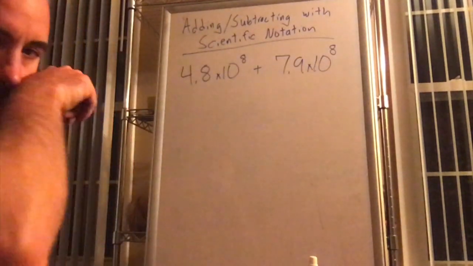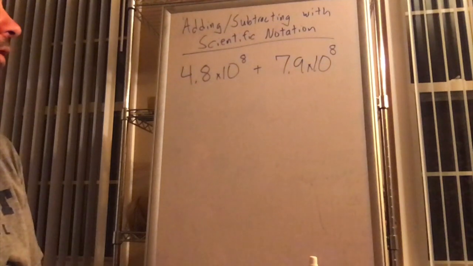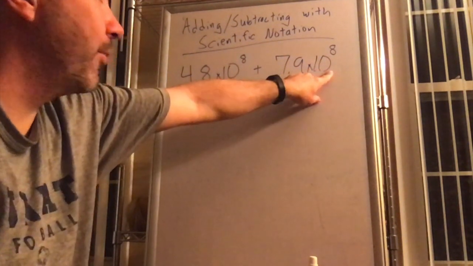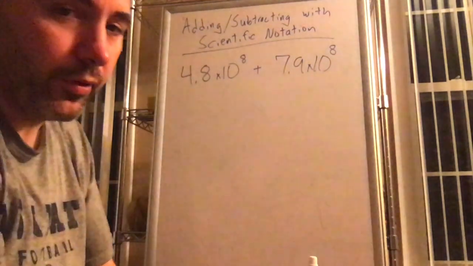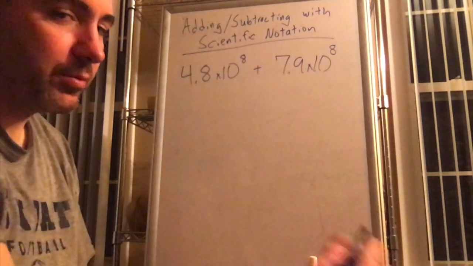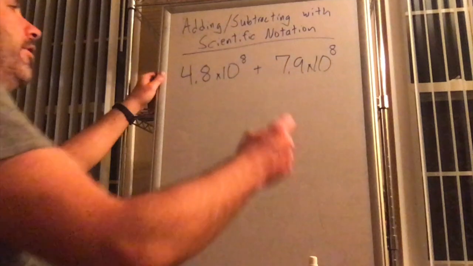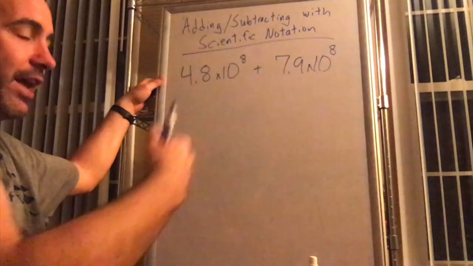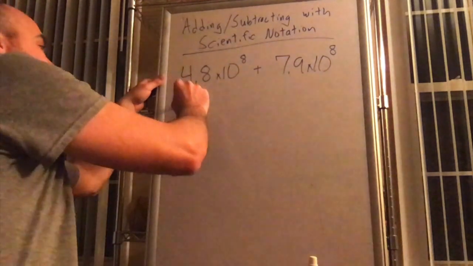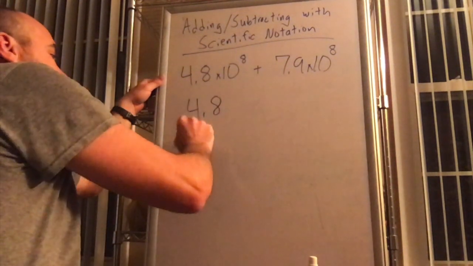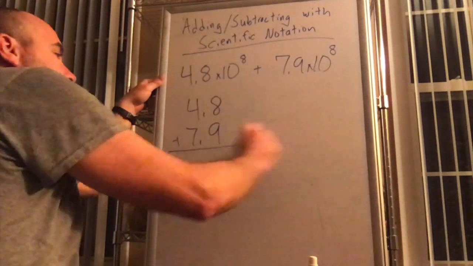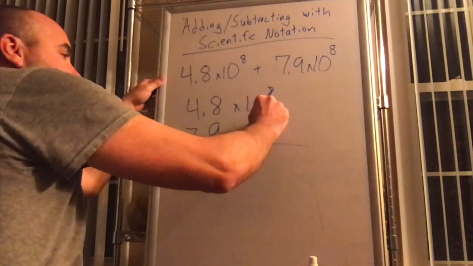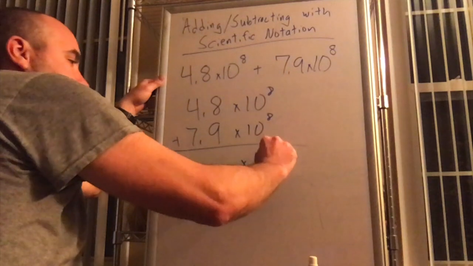One more problem to look at. And you might think, well, this looks easy because I've got similar powers of 10, so I can just add them together and be done with it. But you're going to notice there's something a little different about this one. All right, so exponents are the same. That's great. We can just add the coefficients together. So I can take 4.8 and 7.9, add them together. I can keep my common powers of 10, so times 10 to the 8th.